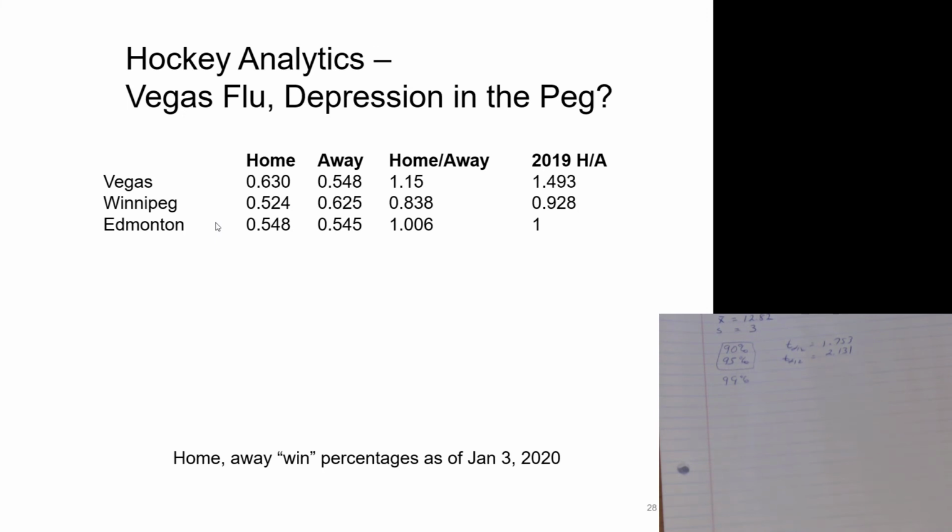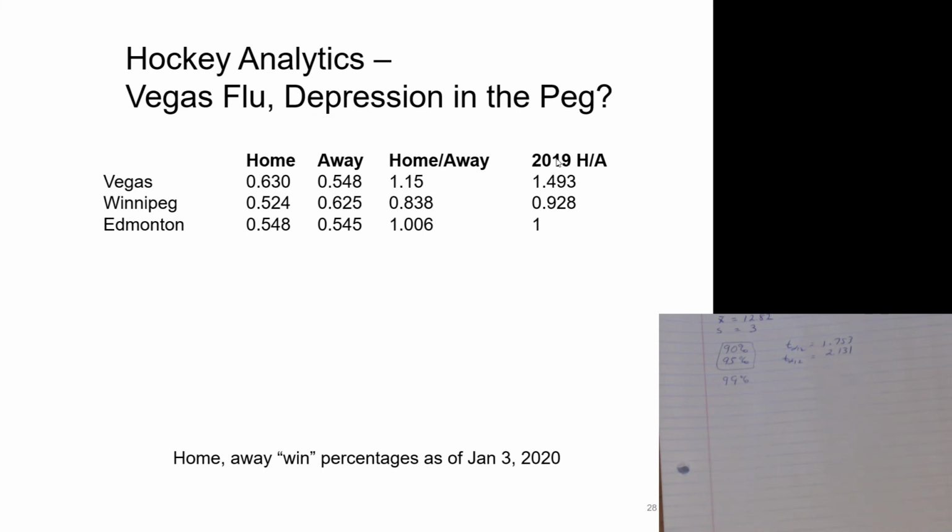But anyway, I thought, yeah, hey, let's throw Winnipeg in there. And so we see some interesting results. We do see Vegas, look at that, almost 1.5, right? In 2019, now it was 1.15, so maybe the Vegas effect is becoming less so.